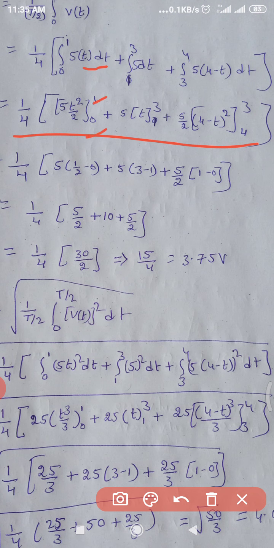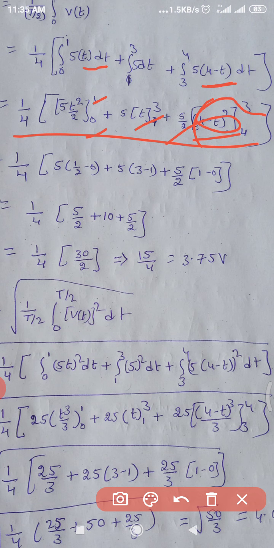After that, here the constant, so 1 into dt means we are getting the value t, and limits are 1 to 3. After that here 5 into (4 minus t). If you apply the integral, we are getting 4 minus t whole square by 2. Differentiation of 4 minus t means we are getting only 1. That's why this value becomes like this.